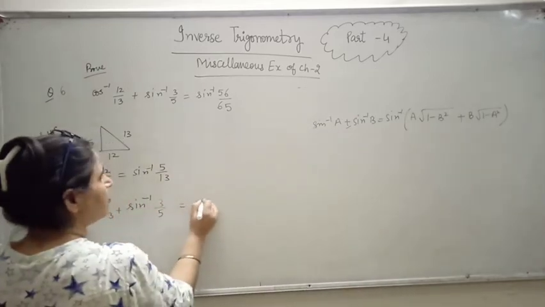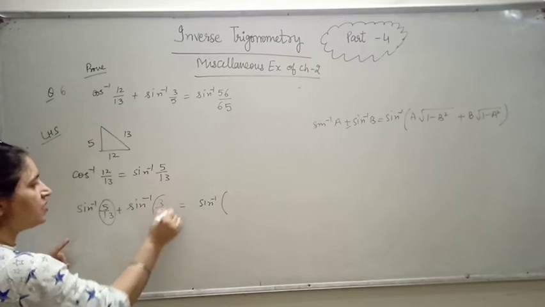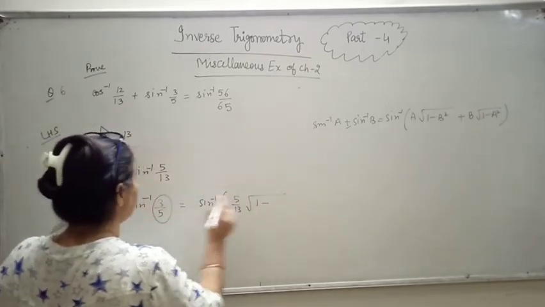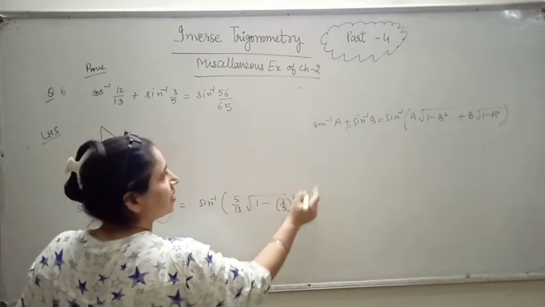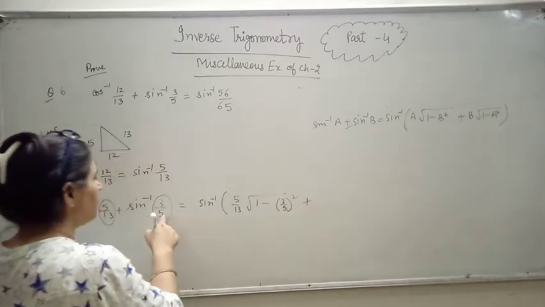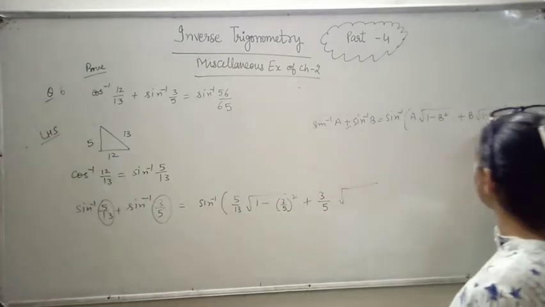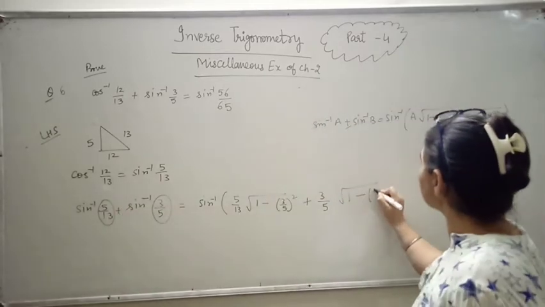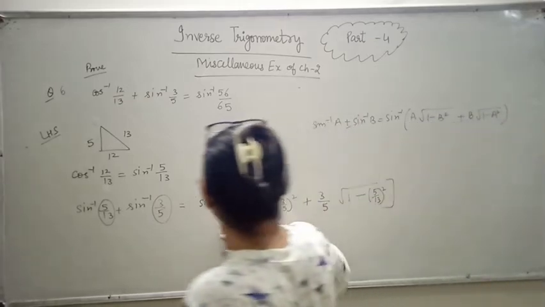So it would become sin inverse. What is A? A is this and B is this. So A is 5 by 13 and square root of 1 minus B square. So that is 3 by 5 square, and then plus sin, then B is 3 by 5 and then square root of 1 minus A square, and A is your 5 by 13. So square of 5 by 13. So now let us calculate it.